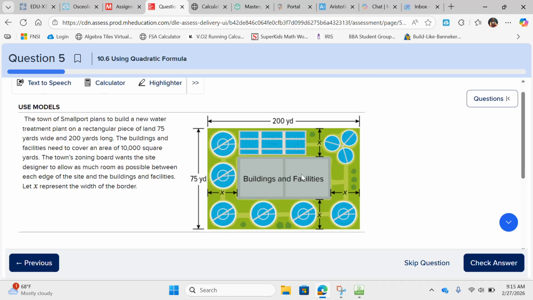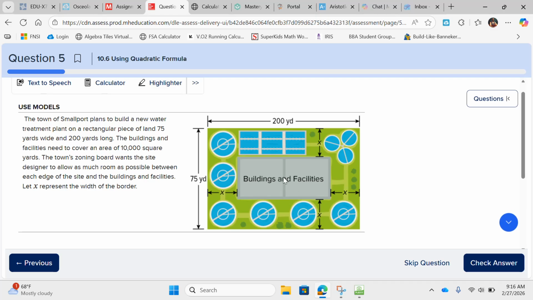All right, cool. So here's the building and the facilities. They got a little bit more extra room for the borders. So we don't know how much that is, but we do know that if I was going from buildings and facilities plus this little extra border on both sides, it'll be 200 yards. So if I just wanted to find out how much the buildings and facilities is, I would have to take the 200 minus this X off of this part and then minus this X off of that part, and that's how much the buildings and facilities would be.